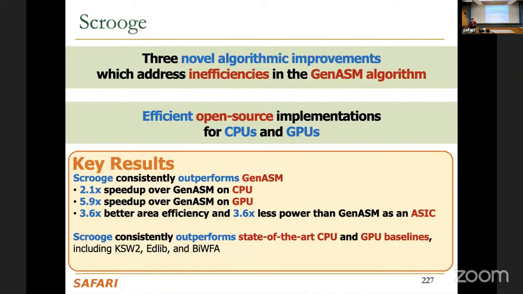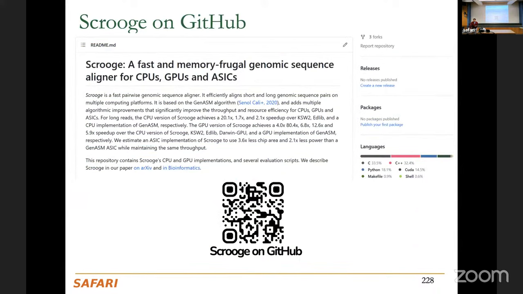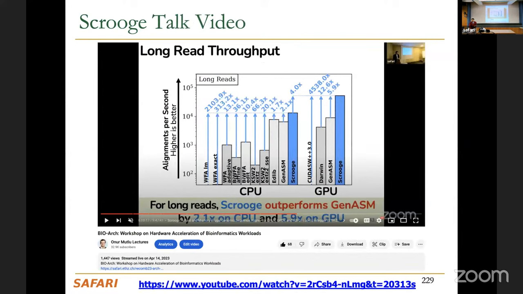And we here show that we can still further improve by optimizing how the algorithm works nicely for a particular architecture so that we can still further gain performance and energy. And this is basically the source code of Scrooge, so you can find the implementation of a CPU, GPU, and nice Verilog implementation. So this is the talk video from Joel.